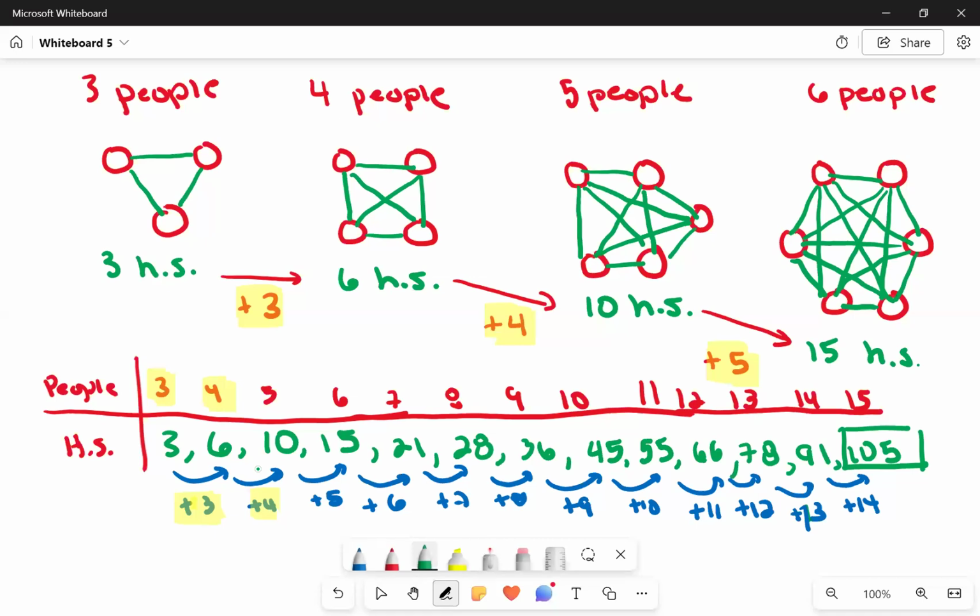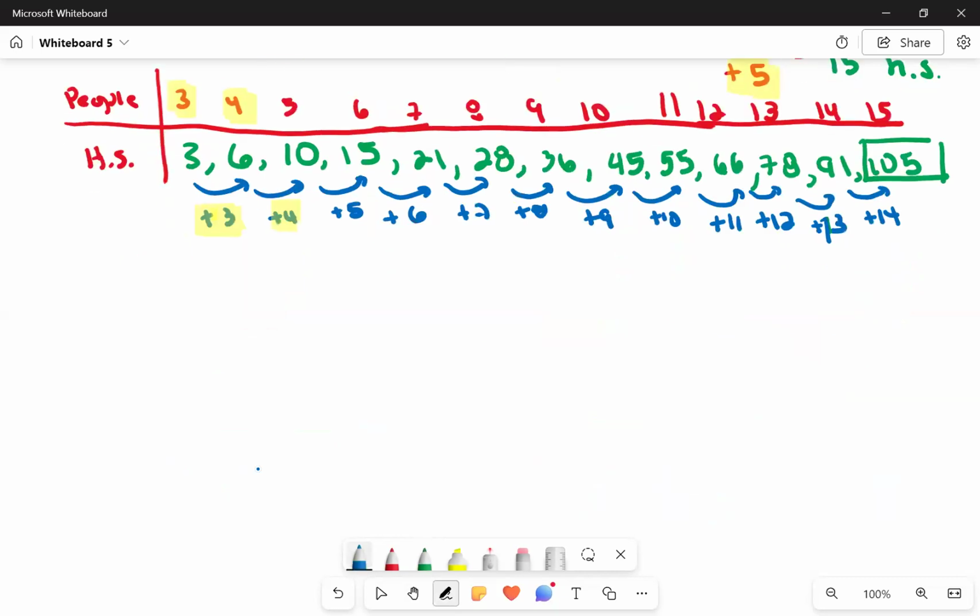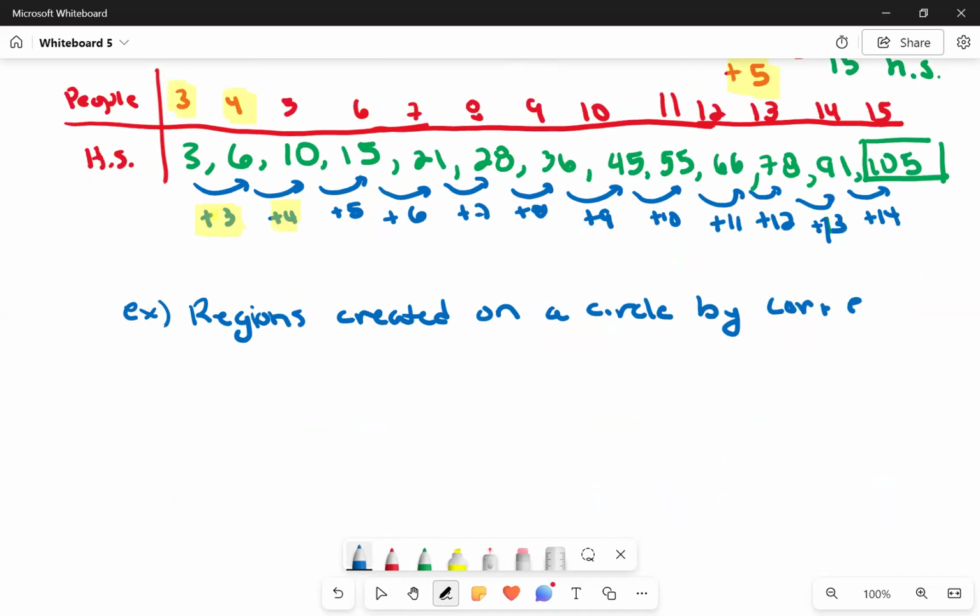Okay. Now it's possible to have patterns not work out. Let me give you an example. This is one that the book uses. Let's say we're going to look at regions created on a circle by connecting points.